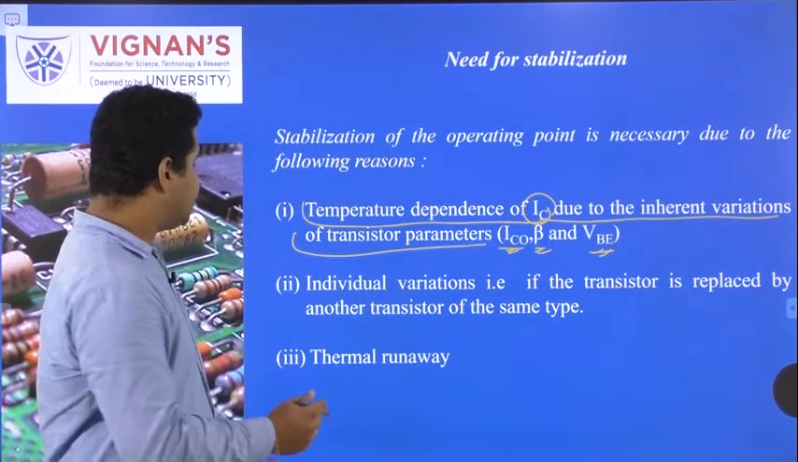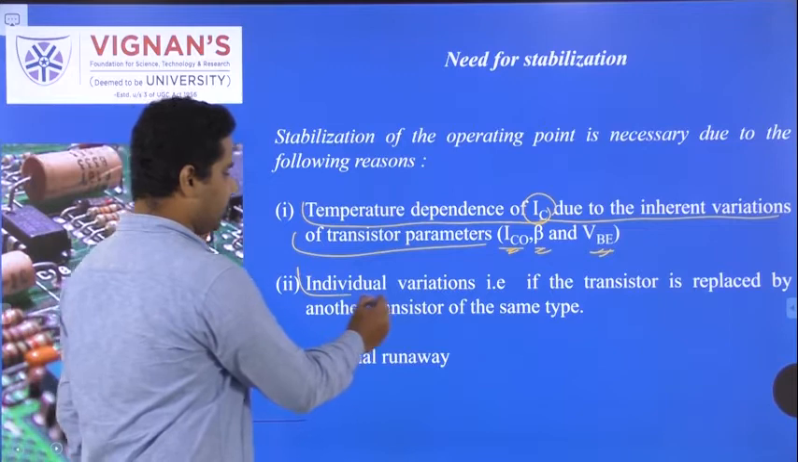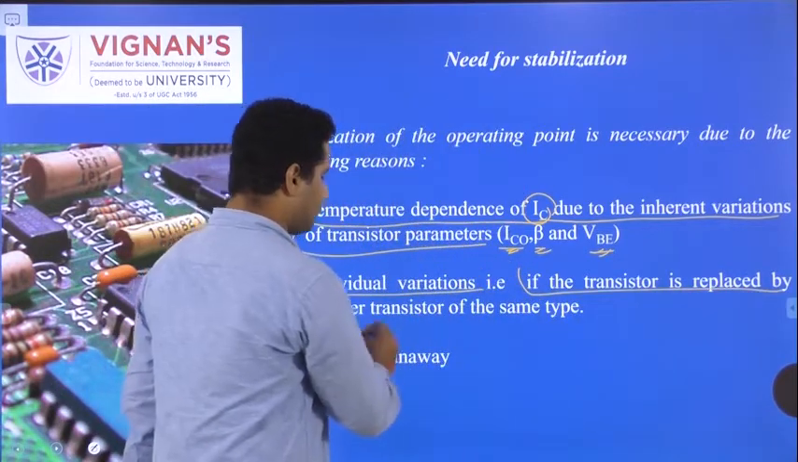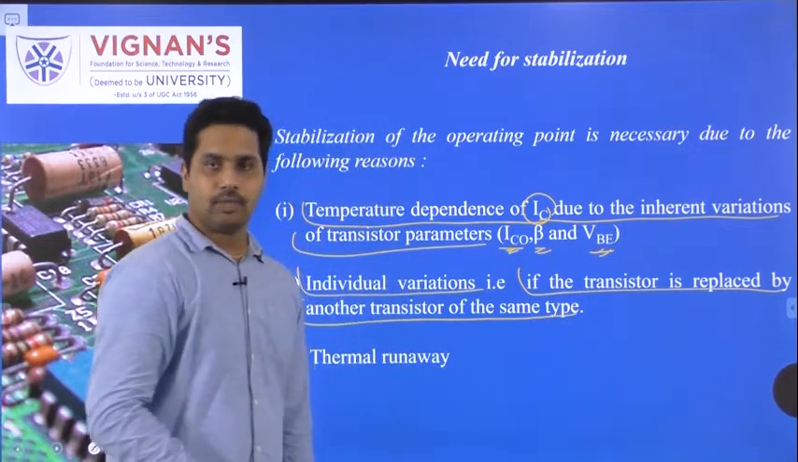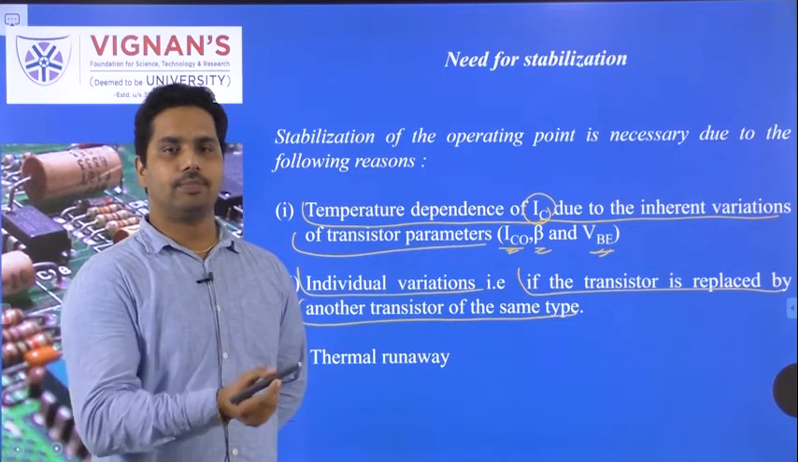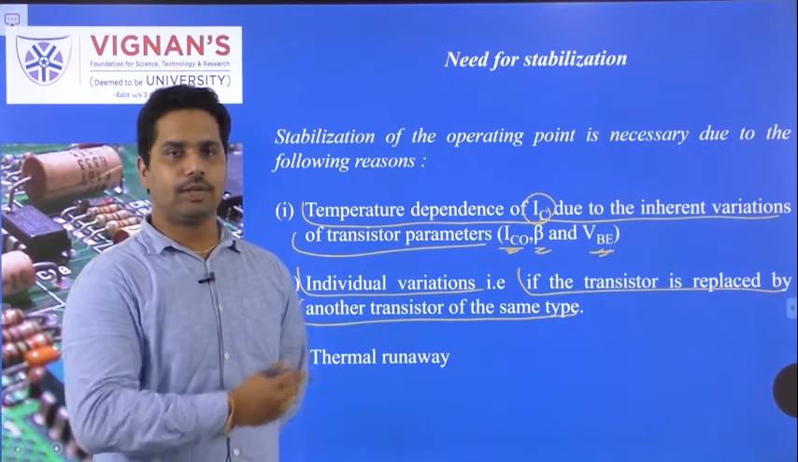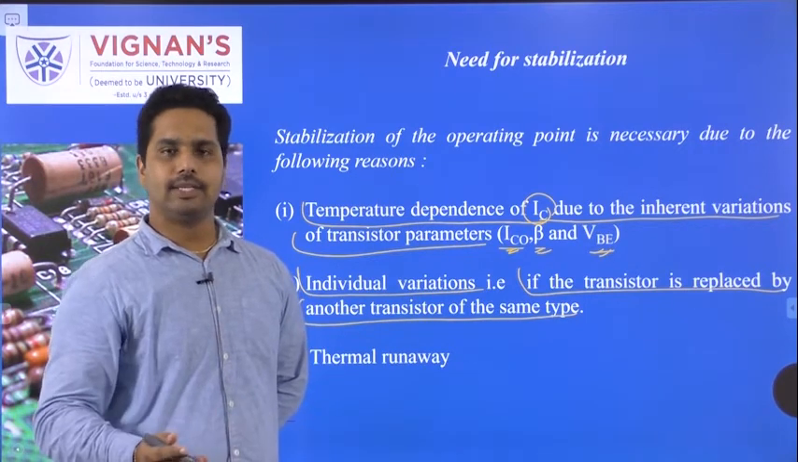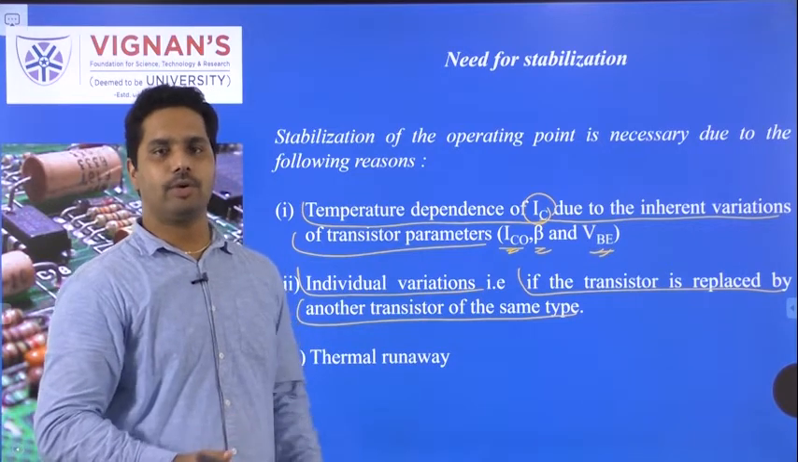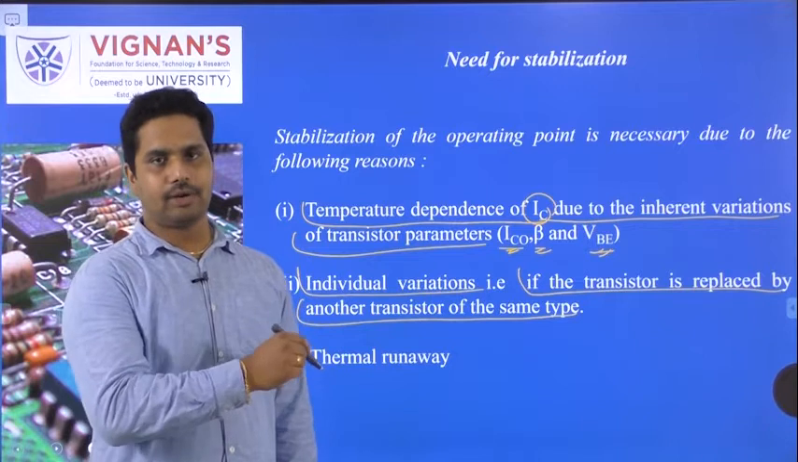Okay. And similarly, individual variations will be there. That is, if the transistor is replaced by another transistor of the same type. For example, we have made a circuit and we've got the desired Q point and the transistor is working well. And because of some reason, the transistor is completely gone or it got damaged. So what do we have to do? We have to replace that particular transistor, right?